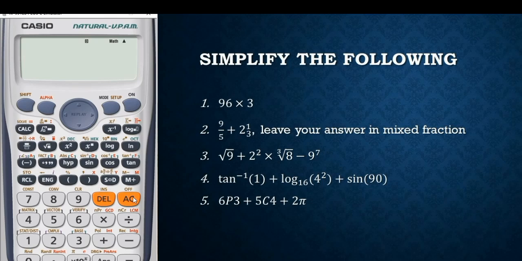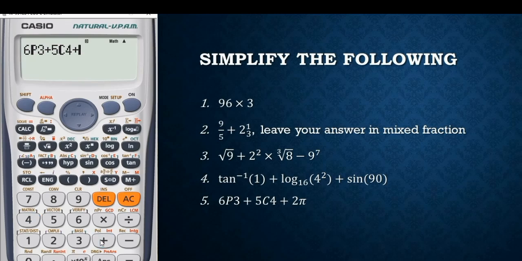So we have 6 permutation 3. The permutation sign can be located on top of the multiplication symbol, and it is yellow in color, which means I will have to use the shift key to activate it. So I tap on 6, then I use the shift key to activate the permutation button, shift plus the multiplication sign. Permutation 3, then I tap on 3 plus 5 combination 4. So I tap on 5. The combination sign can be located on top of the division sign, and it is also yellow in color, so I will use the shift key to activate it. So I tap on shift, then I tap on the division sign, combination 4, plus 2 pi.